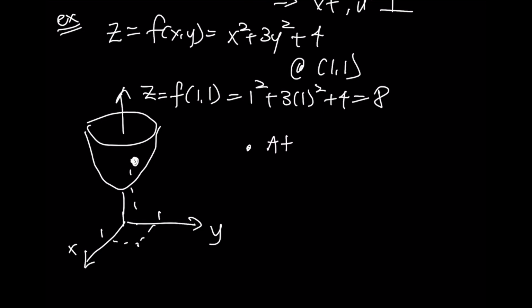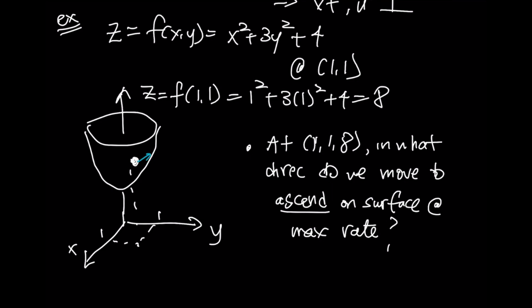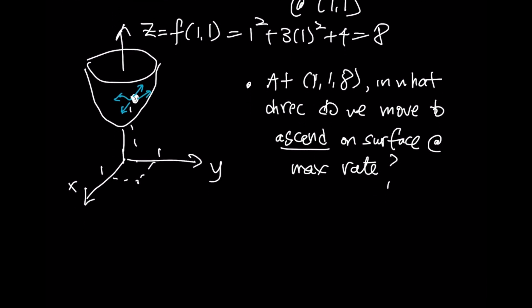At the point 1, 1, 8, in what direction do we move to ascend or go up on the surface at the maximum rate? If I were to look at this picture, I can travel in any direction along this surface. And some of those directions will take me up, and some of those directions will take me down. But in which way should I go so that I have the maximum increase in my height? I should travel in the direction of the gradient at that point 1, 1.